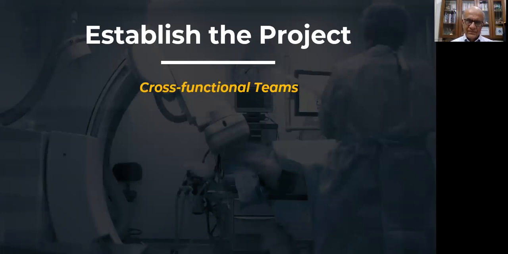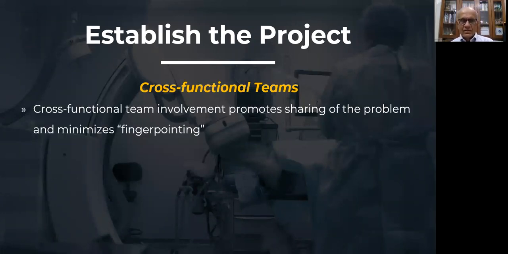Cross-functional teams. Cross-functional team involvement promotes sharing of the problem and minimizes finger pointing. Where are problems typically harbored? Not in the functions of an organization, because work is flowing across the functions, cross-functional. They are harbored on the fences which don't belong to any function. So you have finger pointing going back and forth.